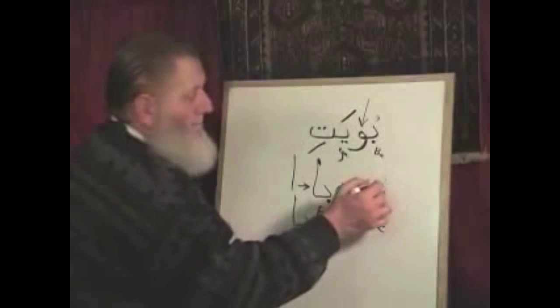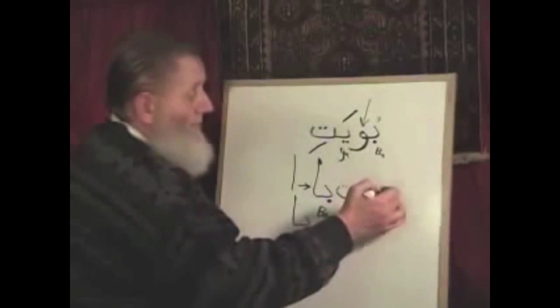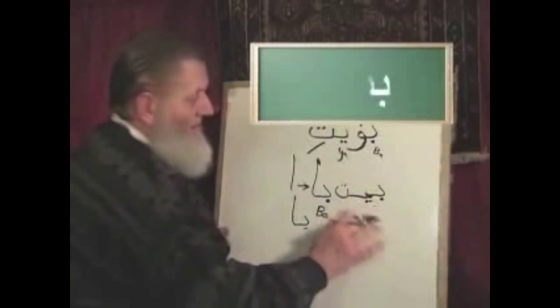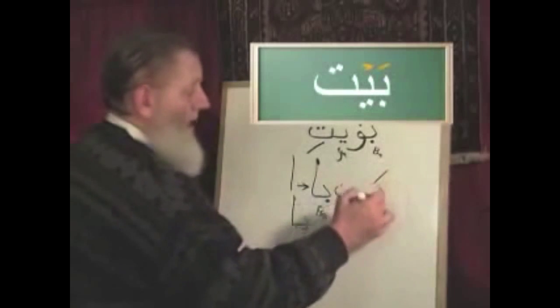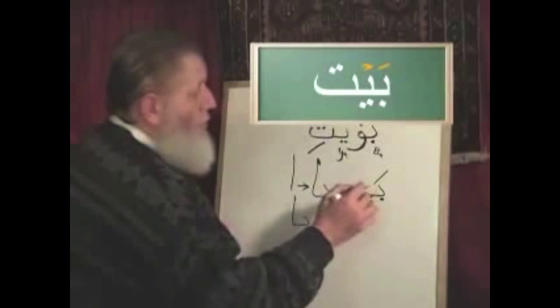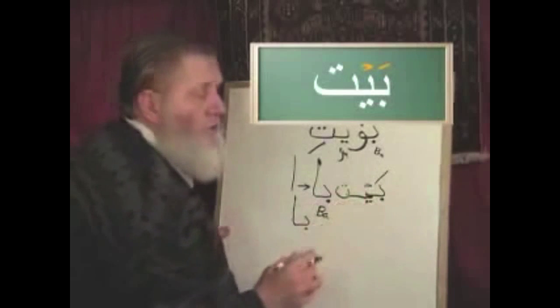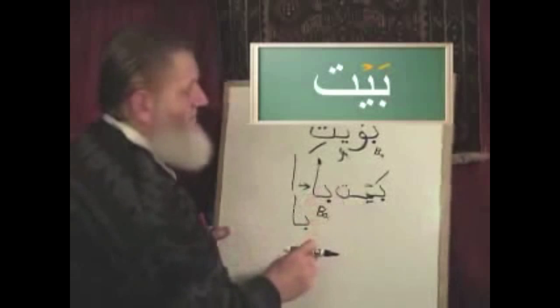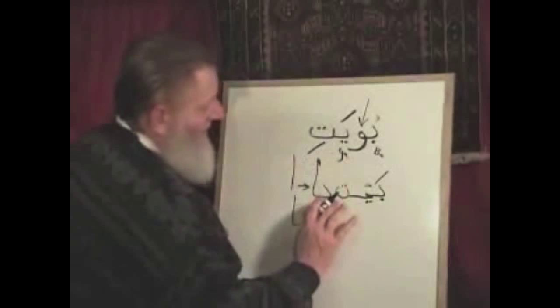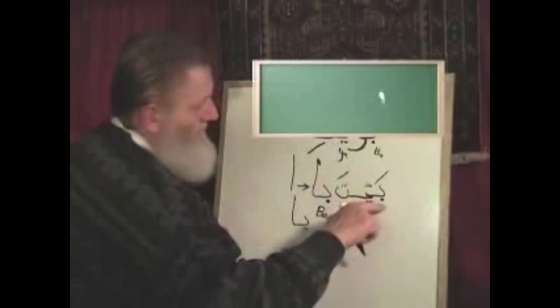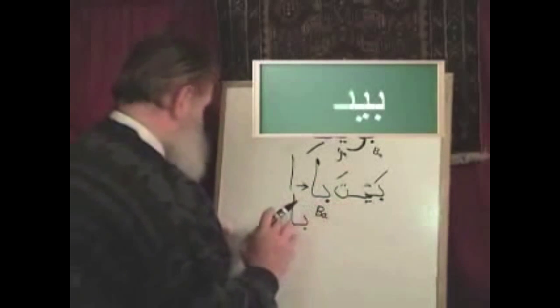Like in this word, bait. And by the way it works is every other letter gets a sound. Not always, but in this case, this one gets Ba. This gets a sukoon. What's a sukoon? Sukoon means don't pronounce it, but give it some value anyway. This is bait. Bait, house. Bait, house.